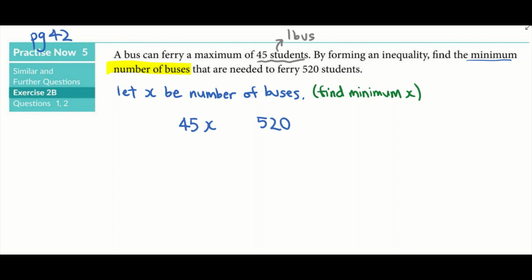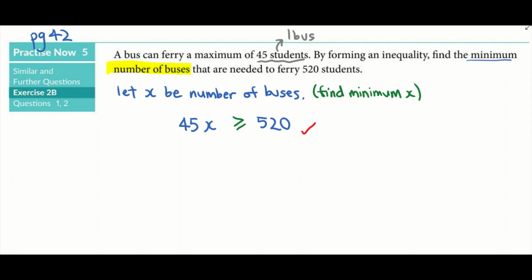Okay, so I have 45 X students in X buses and I want 520 students. Now, it's just what is the inequality that we have to use? Less than, more than, less than or equal, more than or equal. If I want at least 520 students, it will be more than or equal. By the way, this is 1 mark. Always 1 mark for this. Usually this question is a 2 marks question or even 3 marks.